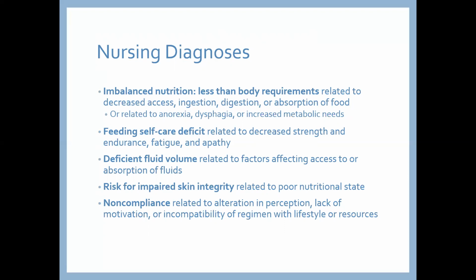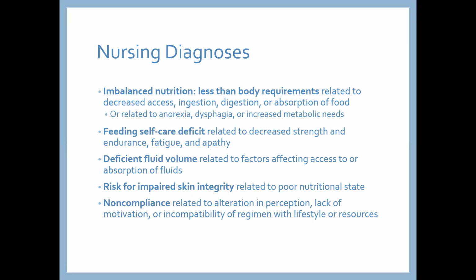Feeding self-care deficit related to decreased strength and endurance, fatigue, and apathy. Deficient fluid volume related to factors affecting access to or absorption of fluids. Risk for impaired skin integrity related to poor nutritional state. So part of the Braden scale, which is a scale used to assess a patient's risk for pressure ulcers and other skin breakdown, actually assesses their nutritional intake. So a poor nutritional overall state can increase a patient's risk of having impaired skin integrity.